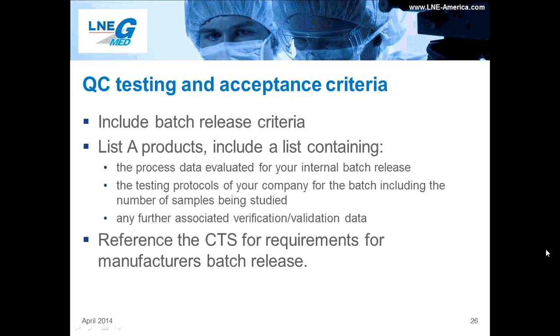For the final product release, this should include the final QC testing information, including the batch release criteria. In the case of List A products, this should include the process data evaluated for your internal batch release, the testing protocols of your company for the batch, including the number of samples being studied, any further associated verification or validation data. For List A products, the requirements for batch release are referenced in the Common Technical Specification.